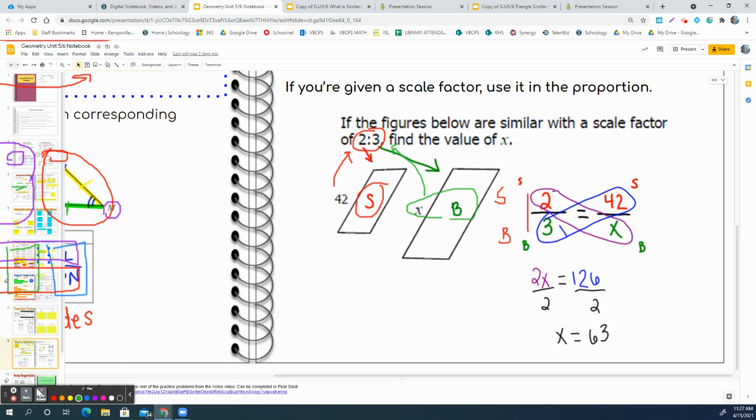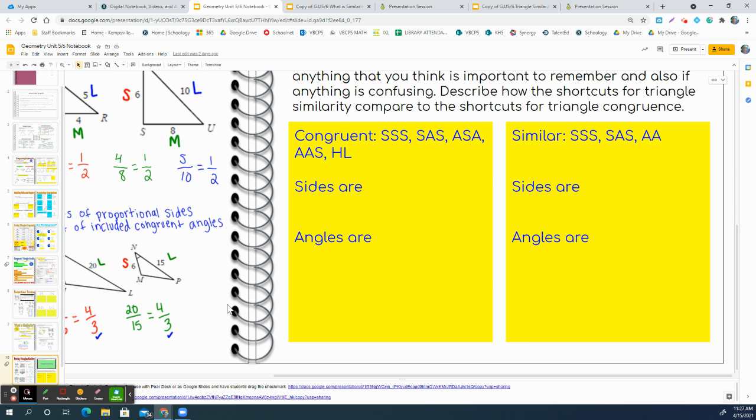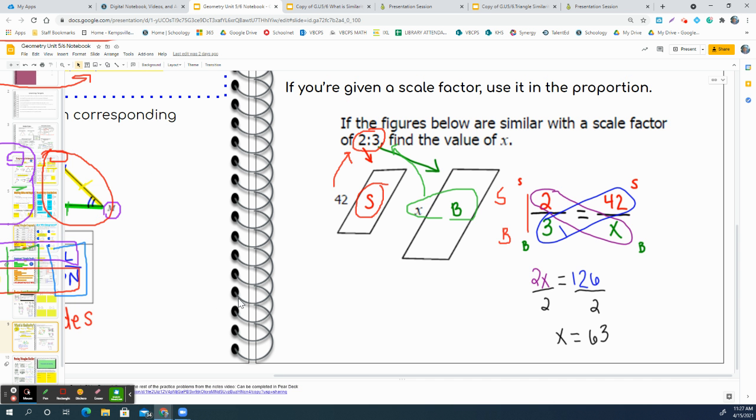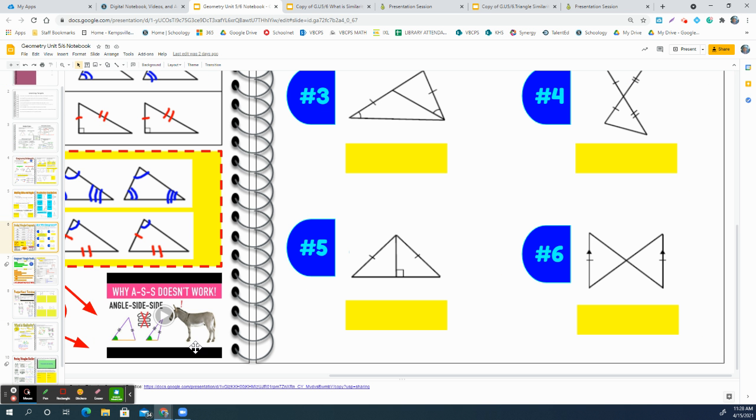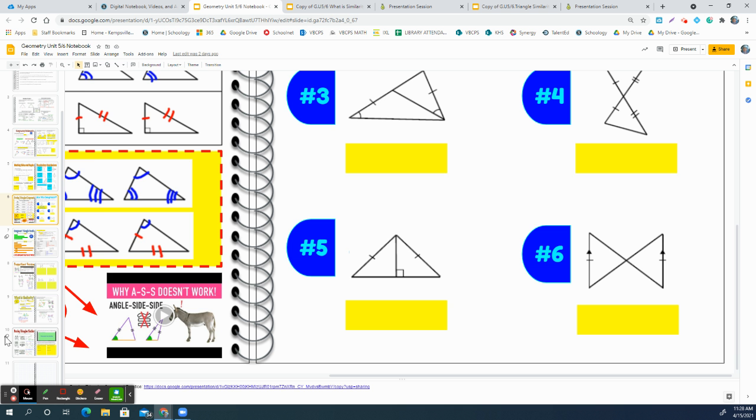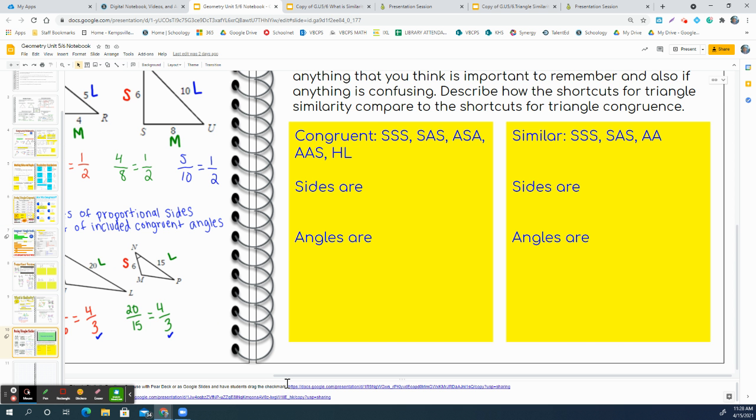Questions? All right, let's go to the next slide. We'll look at 2 more examples and then we'll do some practice. Oops, that's not what I wanted. I don't know why my keys don't do what I want them to do.